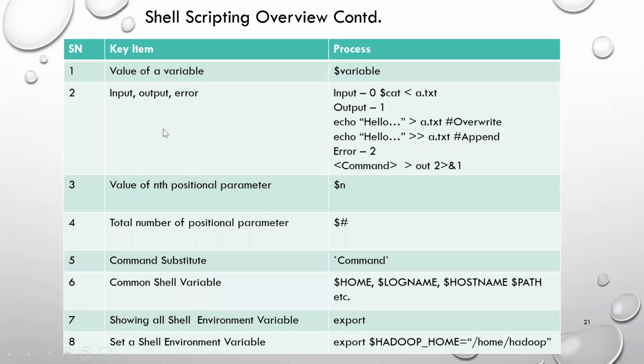So there are three things available for interacting with the operating system: input, output, and we might get a scenario to find some error. Input is 0. Like the earlier statement, when we use cat with a smaller-than sign and a text file, this cat statement is expecting some input, and the input is identified as 0, output is 1, and error is 2.